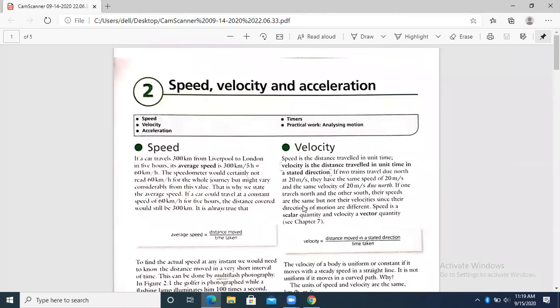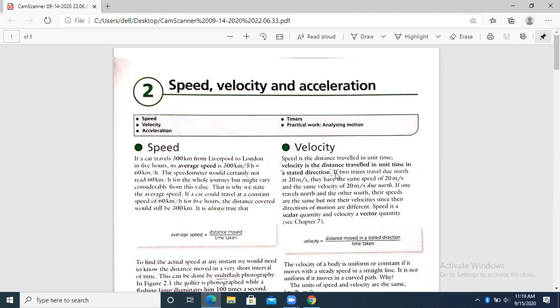The second term we want to study is velocity. So speed is the distance traveled in a unit of time. That one is speed. Velocity is the displacement at a particular time. Here they are saying velocity is the distance traveled in a unit of time in a stated direction. Distance in a stated direction means it is displacement. So you can say velocity is the distance traveled in unit time in a stated direction.